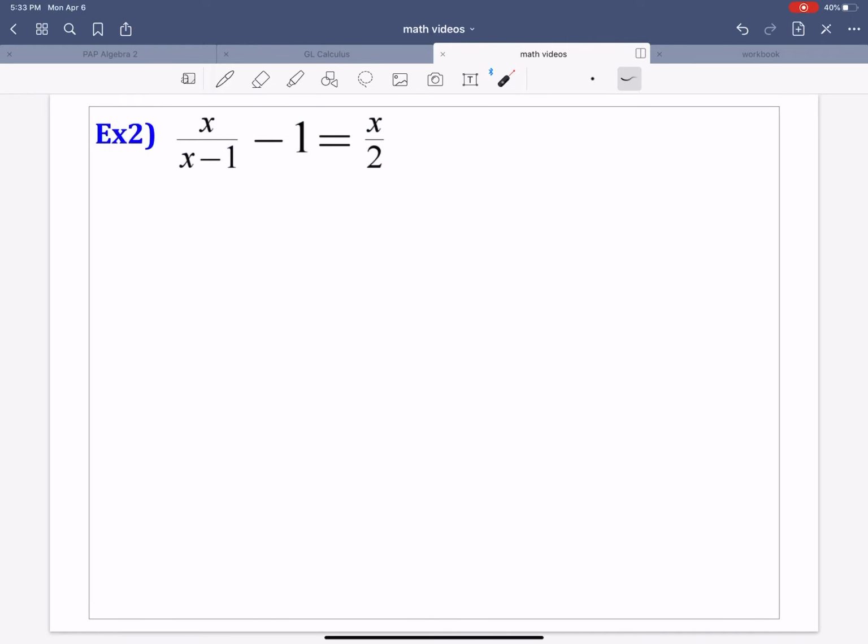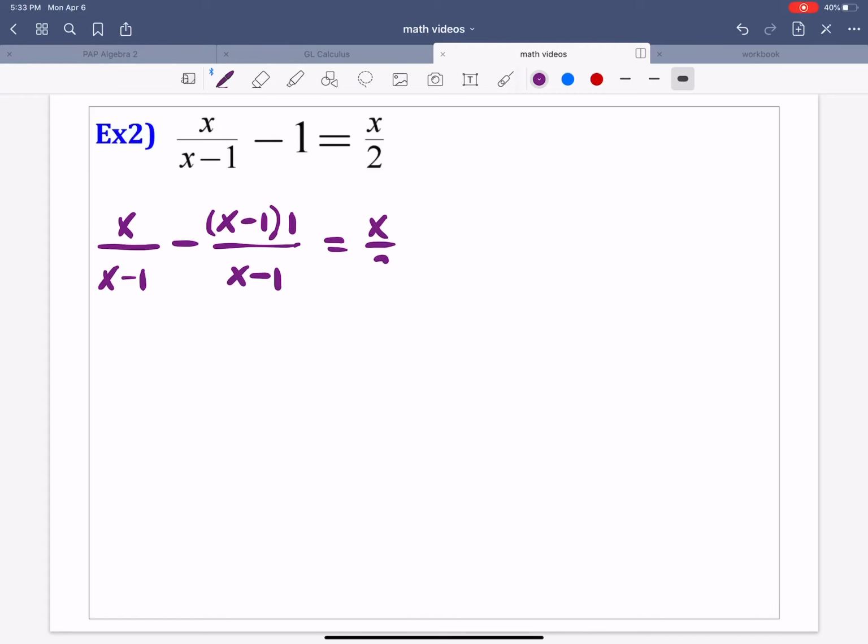Example number 2 is a little bit more interesting. Okay, we've got x over x minus 1 equals x over 2. Same first step as the last problem. Get one fraction equals one fraction. So we've got to work on the left-hand side. So here we go. Least common denominator is going to be x minus 1. So the first fraction is already good. So that's going to be minus 1 times (x minus 1) all over x minus 1 equals x over 2.